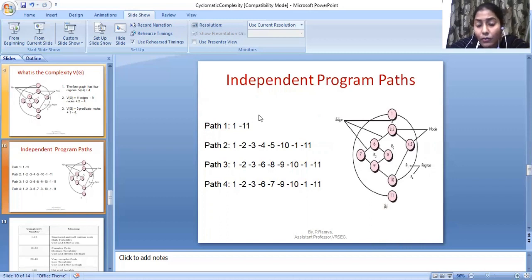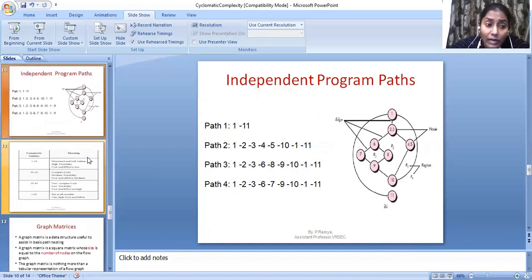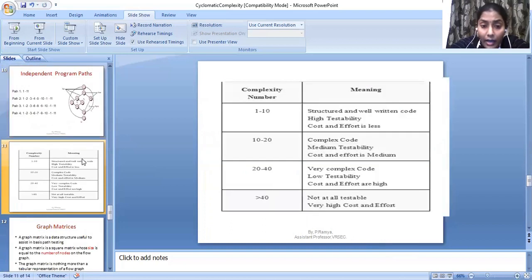So this is the way how you will derive your independent program paths. The third step is you have to write the test cases for all the independent paths. And let's see, what is this? So I told you the quantitative metrics, right? So generally the metrics will be of these ranges.